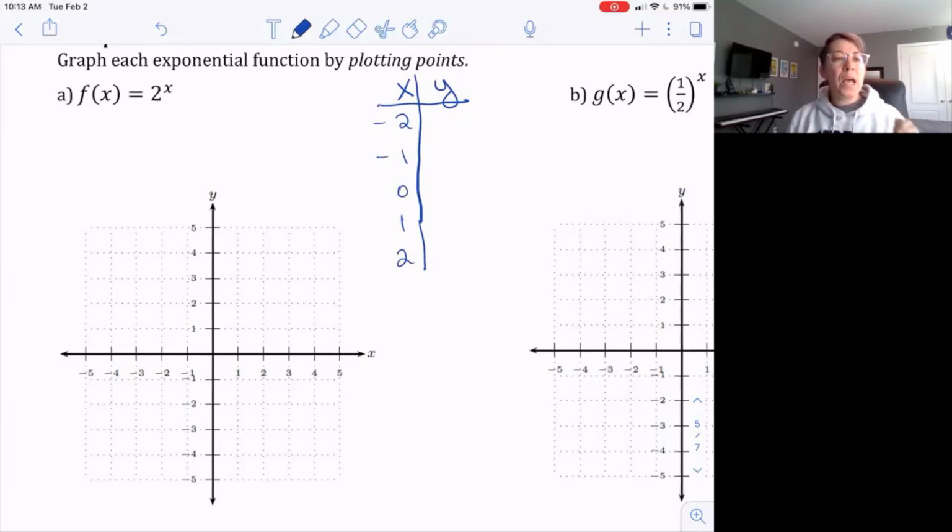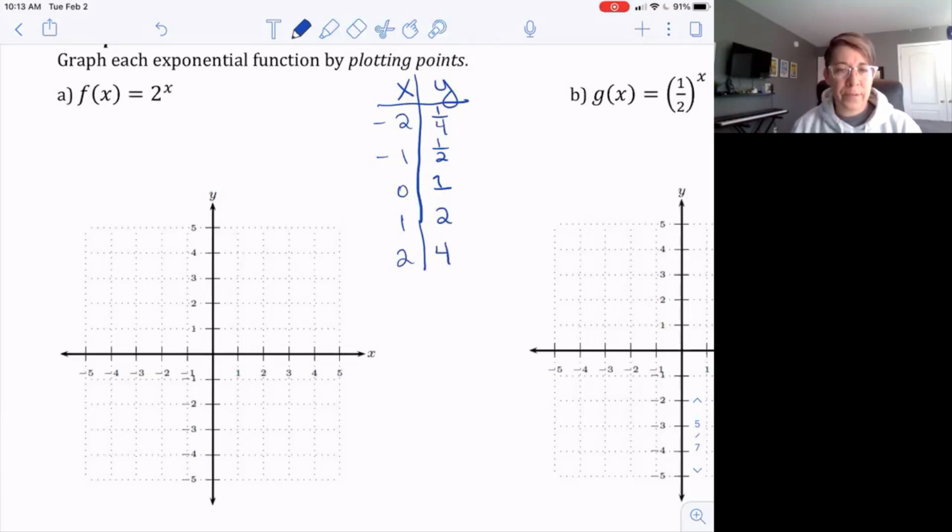So if we plug in -2 for our exponent, remember a negative exponent means reciprocal. So that would give us a 1/4. 2 to the -1 is 1/2. 2 to the 0 power is 1. 2 to the 1 power is 2, and 2 squared would give us 4.